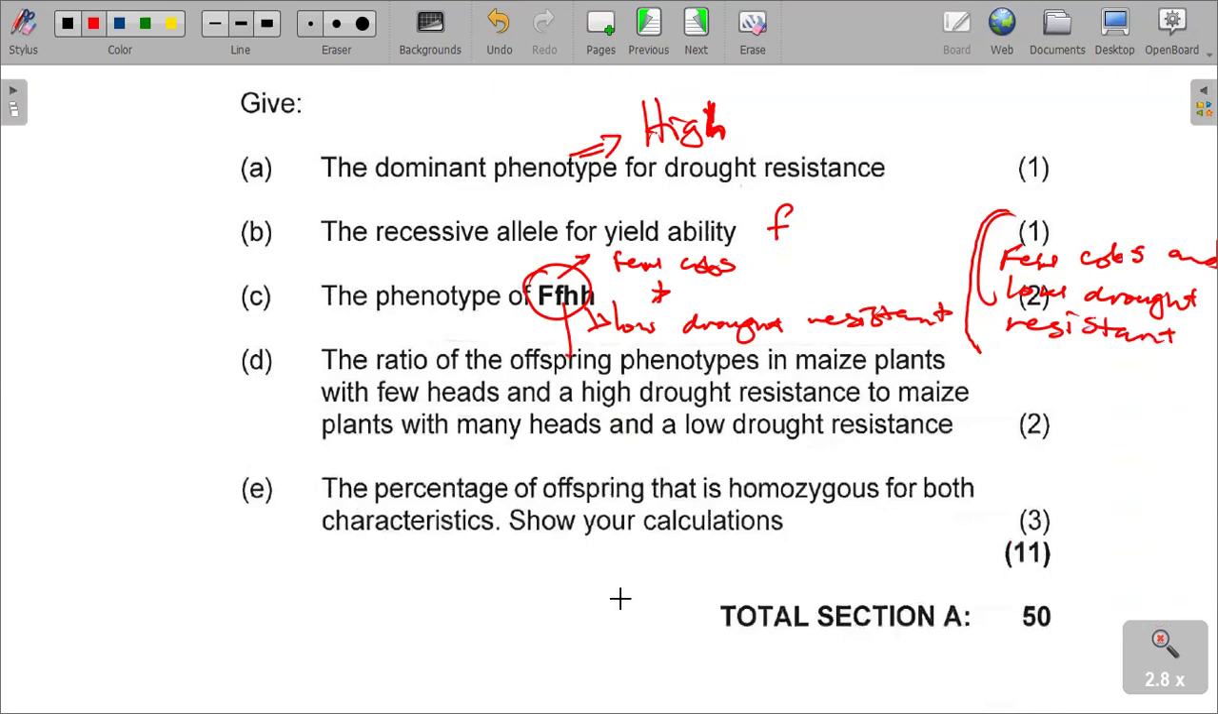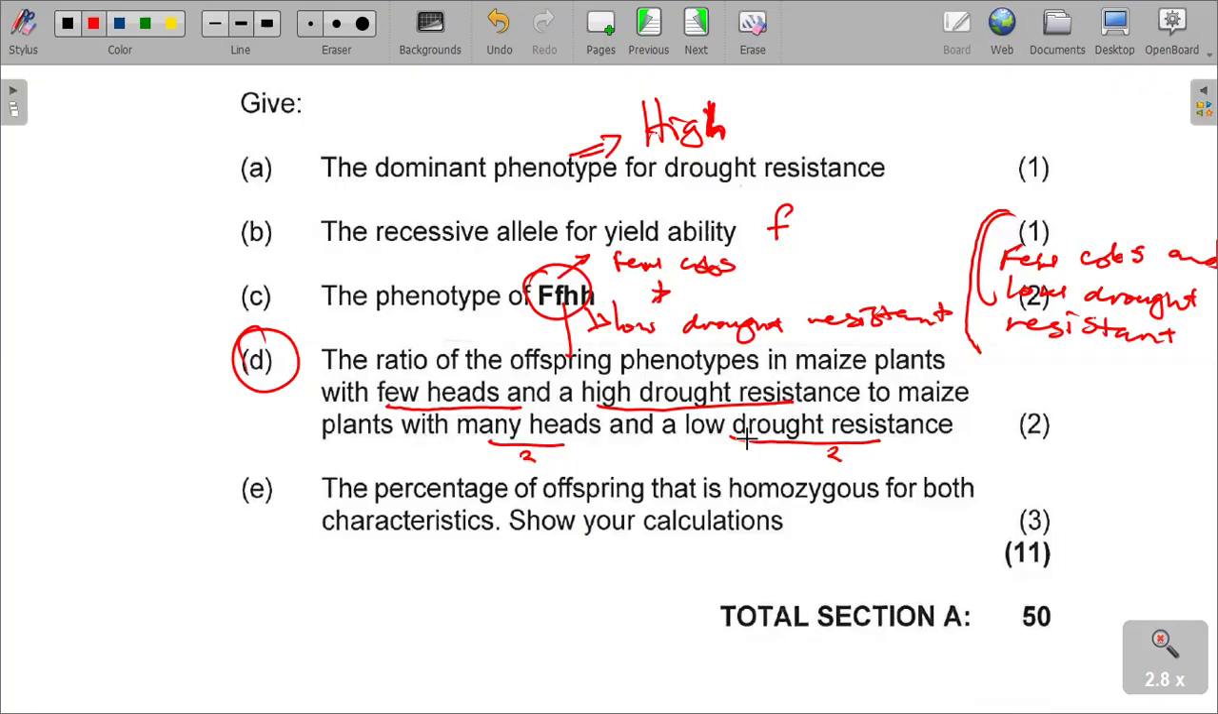The ratio of offspring. The next question, D: the ratio of the offspring phenotypes in maize plants with few heads and high drought resistant to maize plants with many heads and low drought resistant. So what is the ratio?